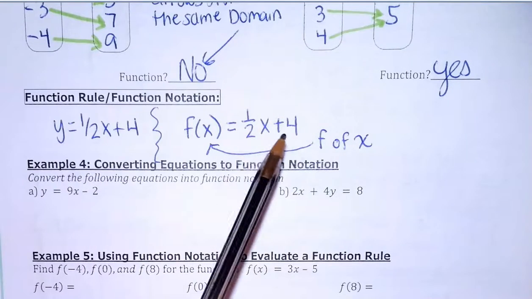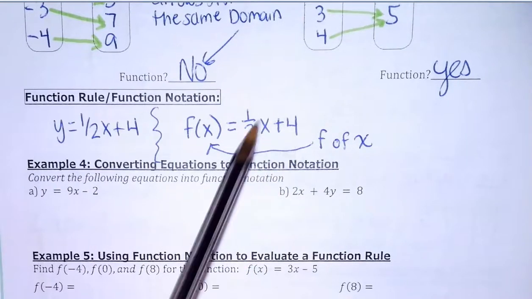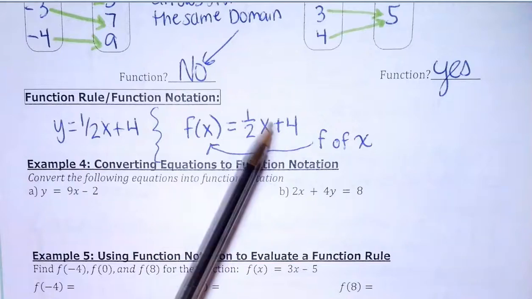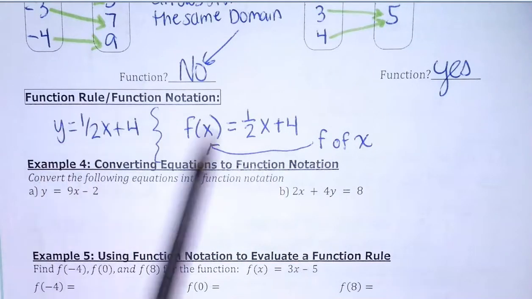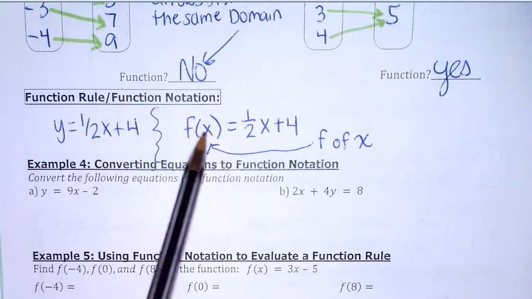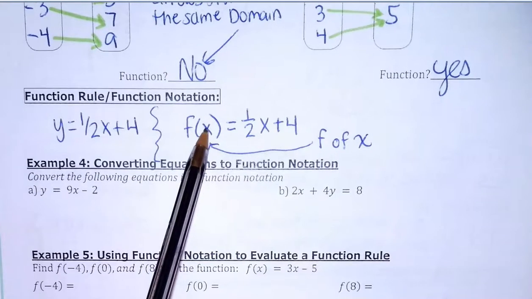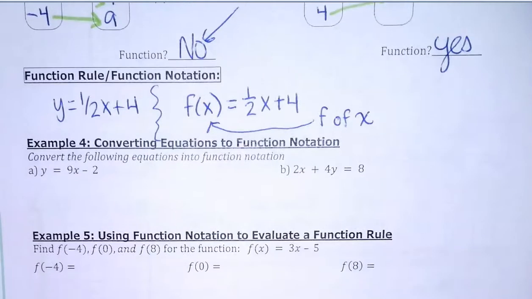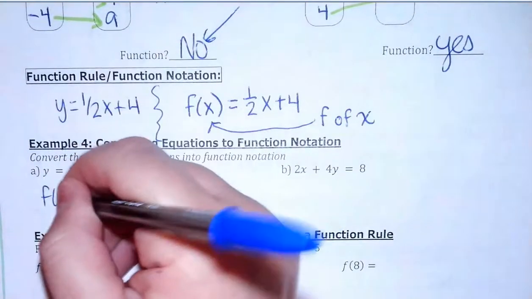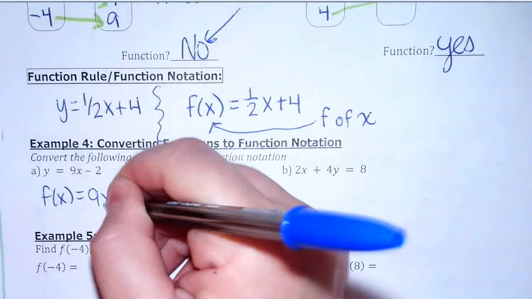I am plugging in something for x, and whatever I get out here, as you guys are used to thinking about it, would be the y value. Here, it will just tell me I plugged in this number, and then we'll evaluate to see what we got. So it's very similar to what you're used to. It's just a little bit different notation. So this just says convert this to function notation in the next example. So literally all I have to do is do f of x equals 9x plus 2.